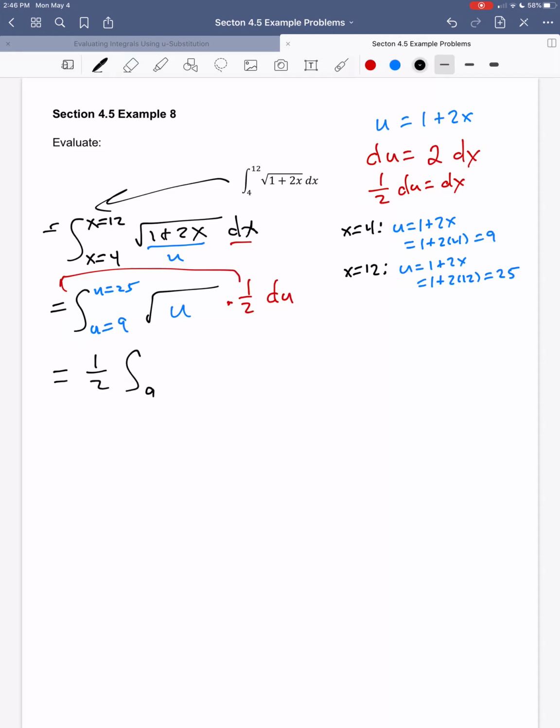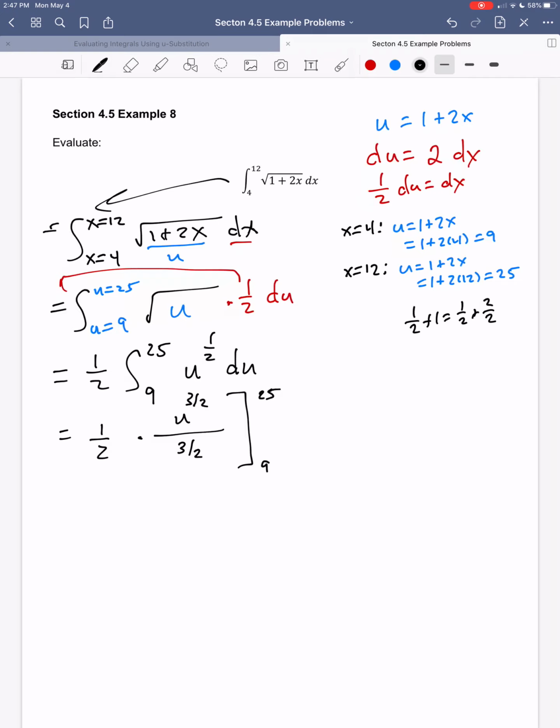I've got the integral from 9 to 25 of u to the 1/2 du. Square root is 1/2. So I need to add 1/2 plus 1, that's 1/2 plus 2/2. So that would be 3/2. So I get u to the 3/2, and then I have to divide by 3/2. And this is being evaluated now from 9 to 25.